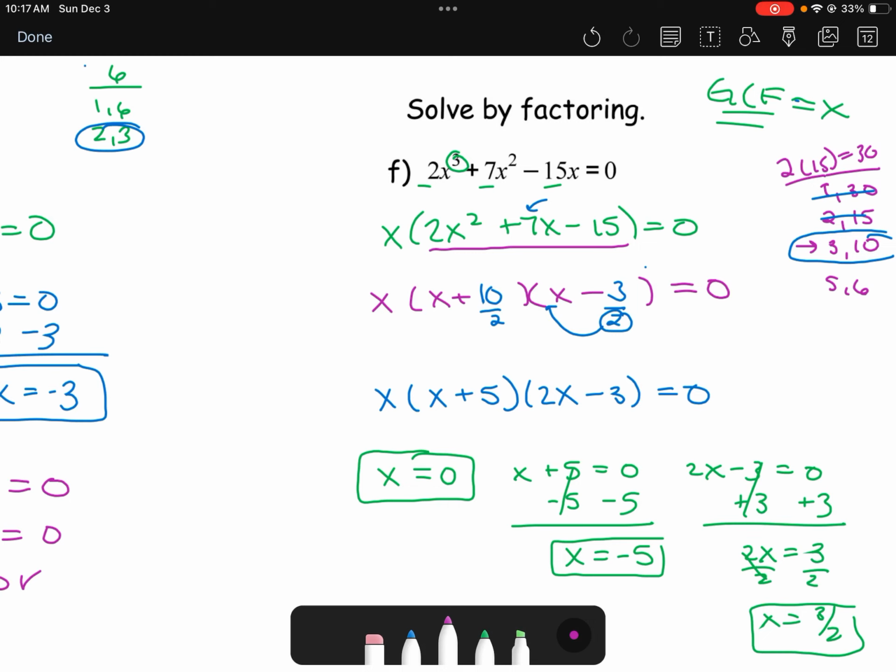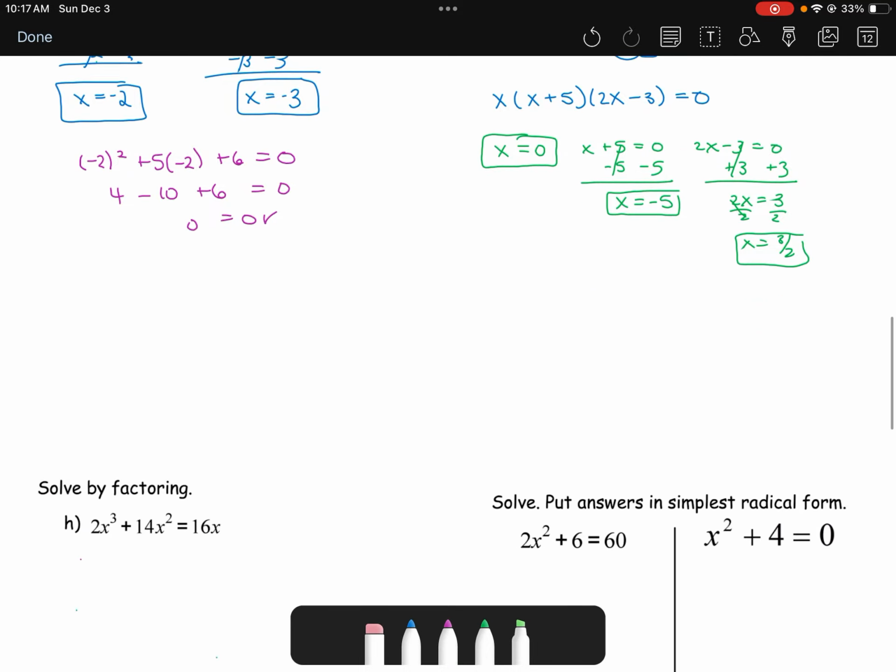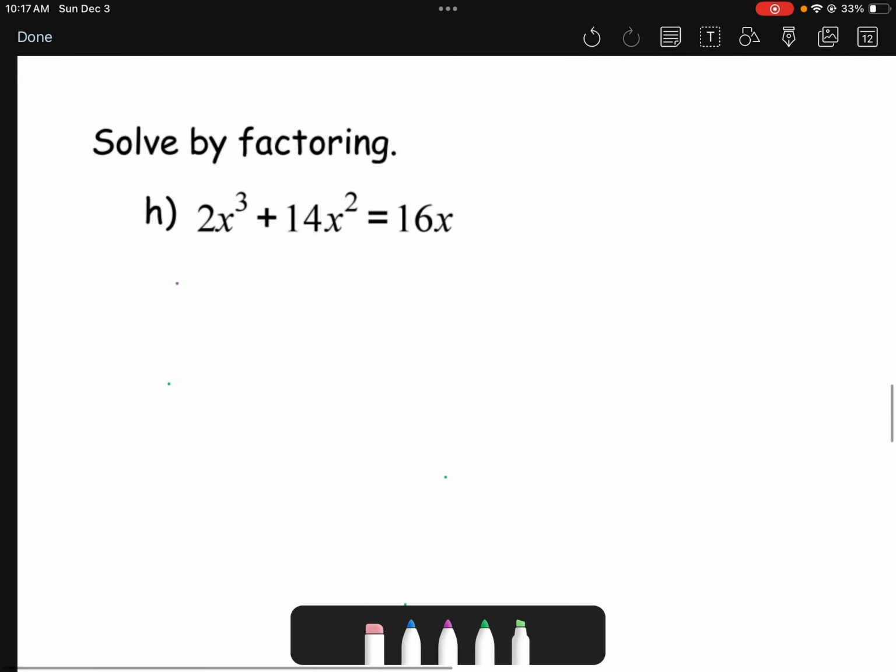A nice way to check your answer. Okay, that was a little bit more complicated one. This f here is going to look very similar to your written assignment, except instead of the x, I think it's just a number that you factor out. So, okay, so let's do another one.